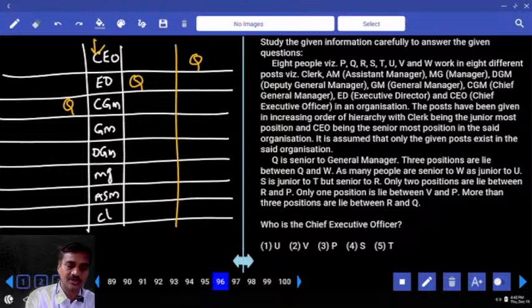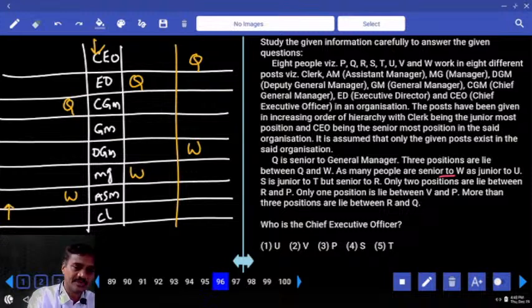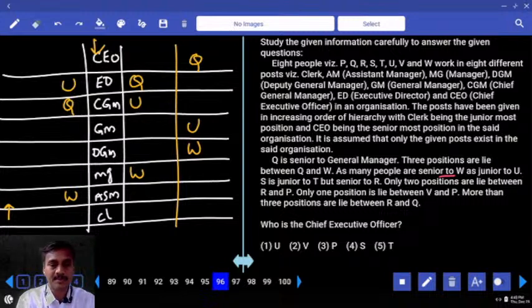And 3 in between Q and W, W is here. Now in this one, W is here. As many senior to W, junior to U. W and U must be equidistant. W is second from the bottom, U is second from the top. Now here W is third from the bottom, U is third from the top. Now W is fourth from the bottom, and U is fourth from the top. Clear? Now next one.